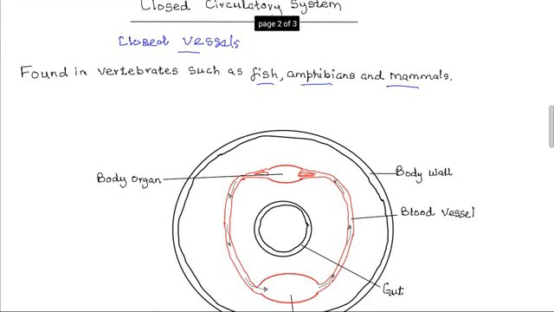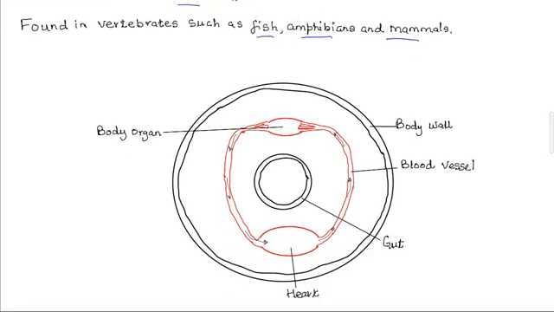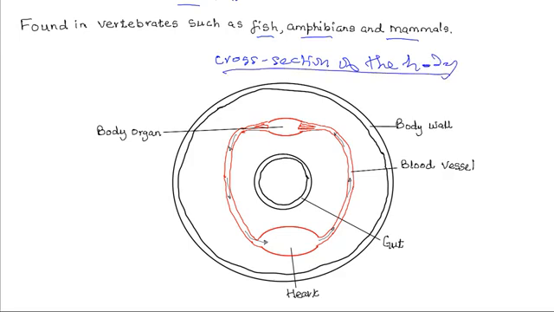Now, a cross-section of the body of a vertebrate shows this type of arrangement. There is the body wall and there is the gut. Now, between the body wall and the gut, there are organs.